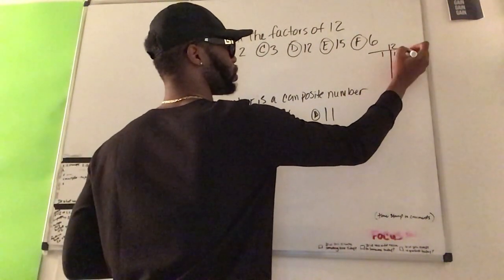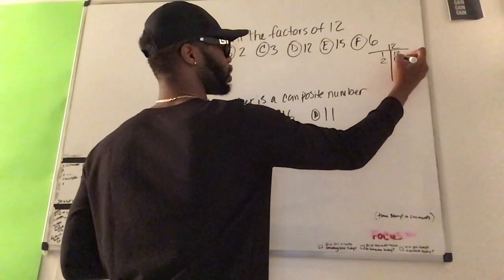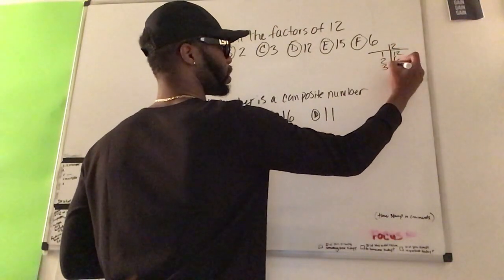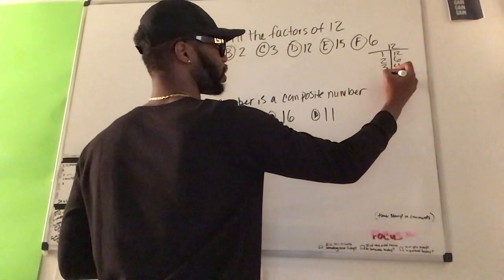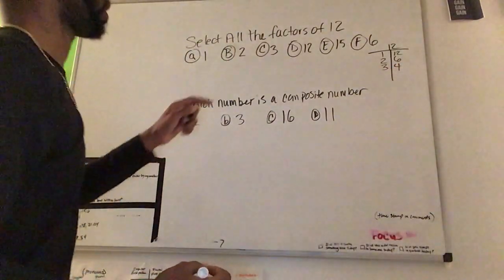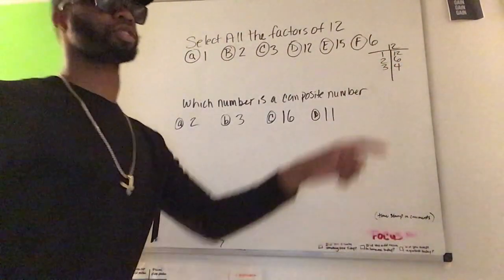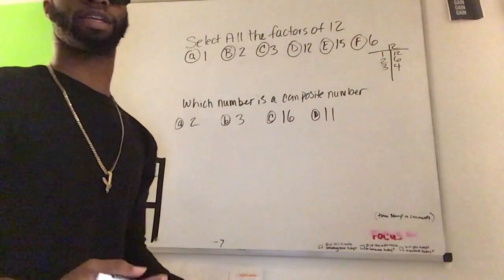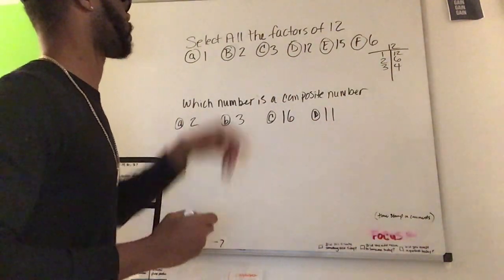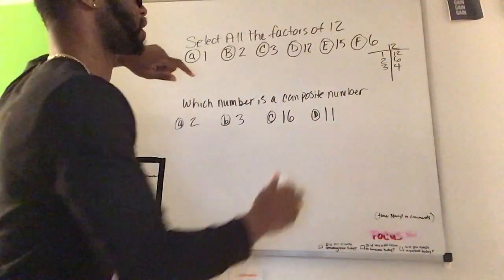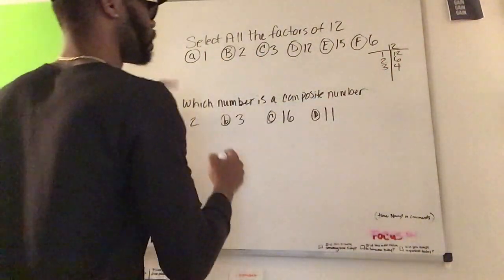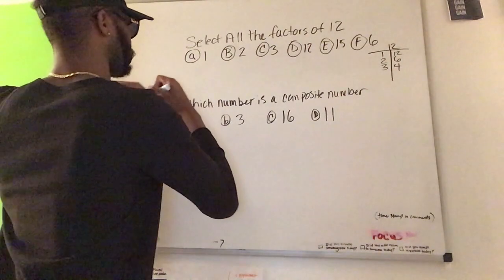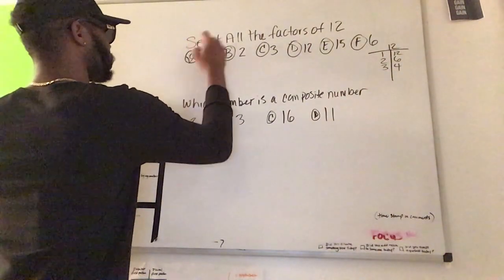1 times 12 equals 12. 2 times 6 equals 12. 3 times 4 equals 12. 4 times 3, and so on. Okay, so I did my chart, so I have my factors on my 12 chart, right? Now, if they want me to select all the factors of 12, I have to see which of these numbers is on this list. Is a 1 on my list? Yes. So I know A would be an answer.